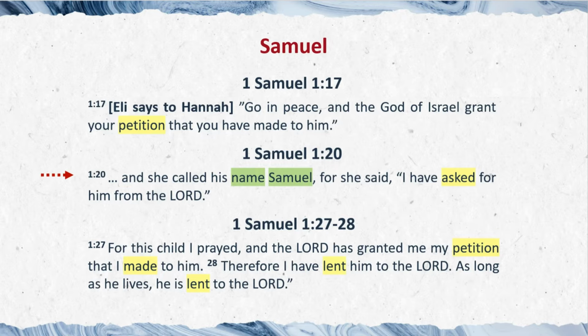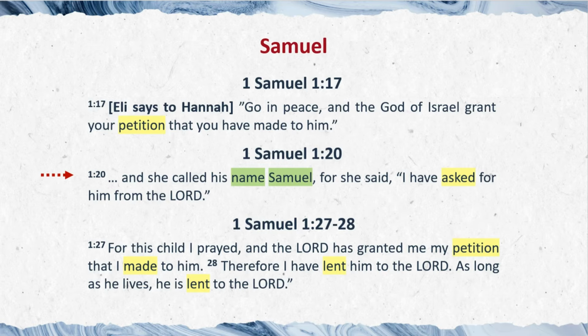So Eli says to Hannah, go in peace, and the God of Israel grant your petition that you have made to him. So Eli says that to Hannah right after that. And then she goes home and she gets pregnant and she has a son, and she called his name Samuel, for she said, I have asked for him from the Lord. In the intervening years, she raises Samuel, and then she brings him, once he is weaned, to the temple to dedicate him at the temple. And she says, for this child I prayed, and the Lord has granted me my petition that I made to him. Therefore, I've lent him to the Lord. As long as he lives, he is lent to the Lord.